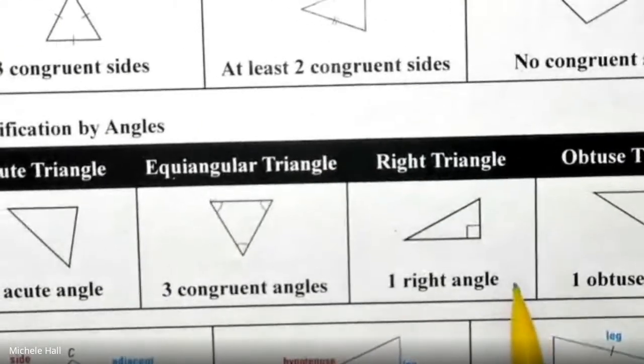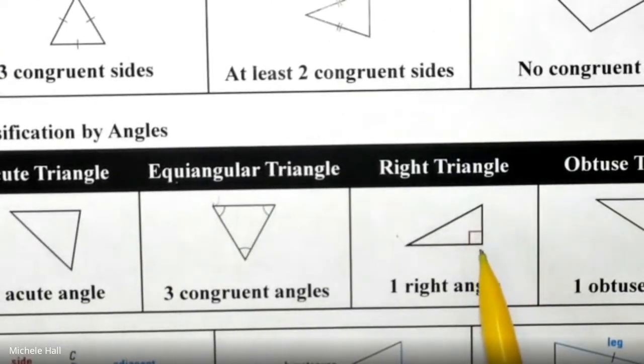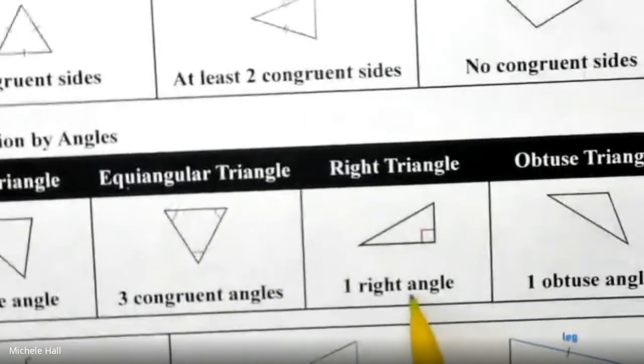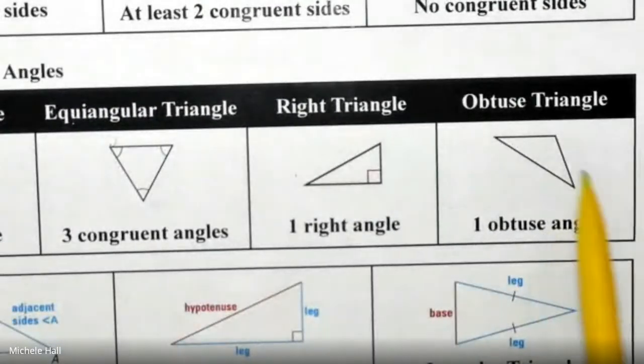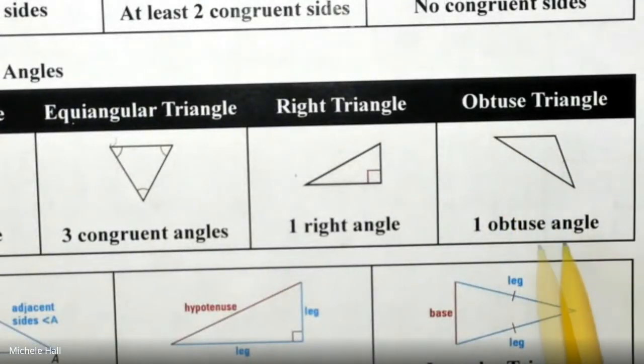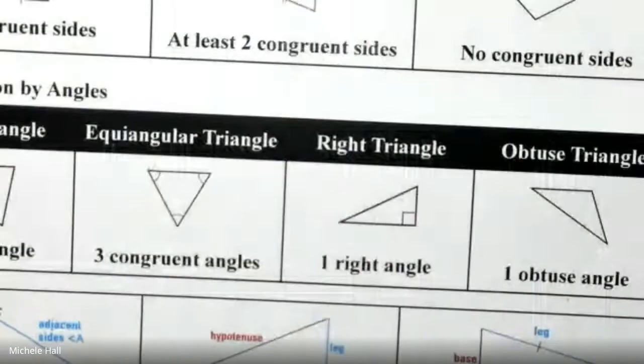We know a right triangle. It has 1 right angle. It's a right triangle. And then when we have an obtuse angle greater than 90, it's going to be an obtuse triangle. So it's either by sides or it's by angle. Let's look at the study guide and do some practice problems.